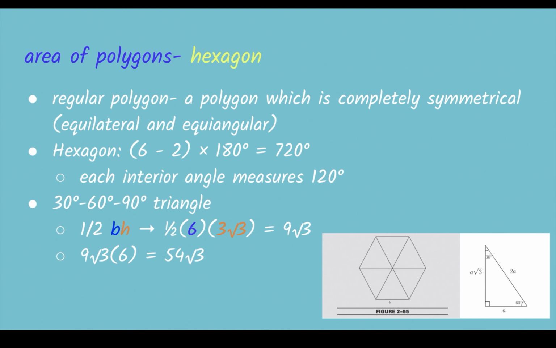And here is the area of polygons, hexagon. And a regular polygon is a polygon which is completely symmetrical, it's equilateral and equiangular.